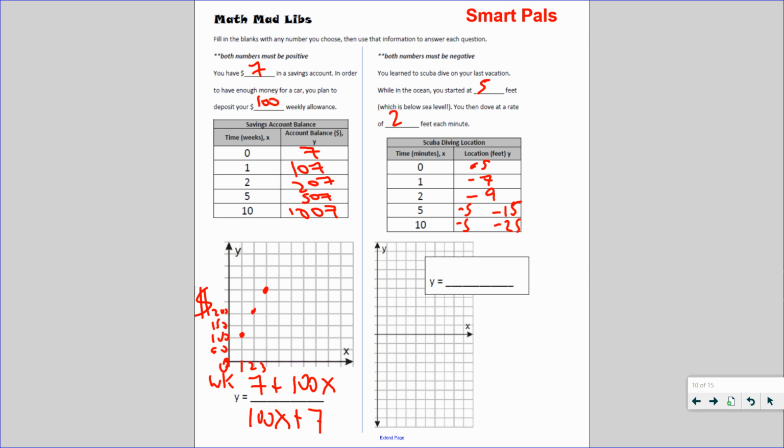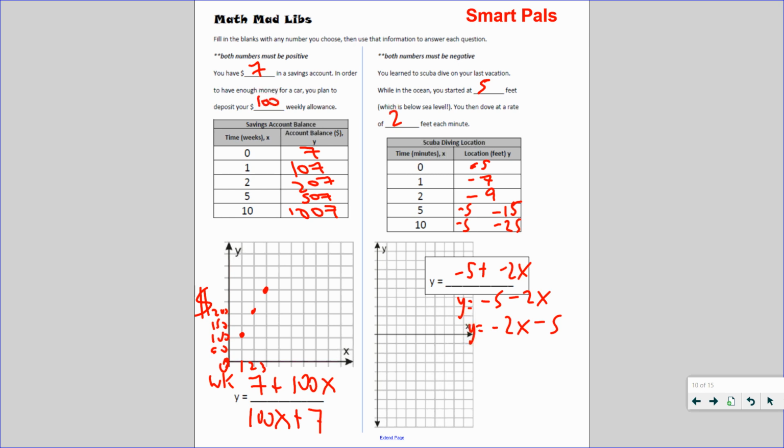So the equation is y equals -5 plus, oh no, would it be plus? Oh, -2x, or -5 minus 2x, or -2x minus 5, because it means you go down 2 feet every minute, and you start at 5 feet below. So all these are correct.